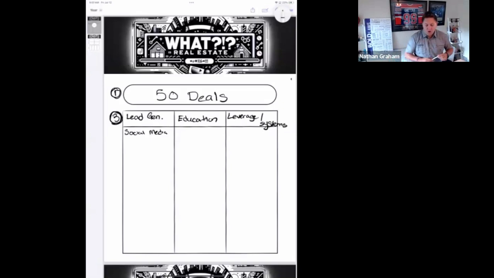Okay. So would we agree that by doing these 3 things, if I lead generated, I educated myself and worked on my mindset, and I had leverage and systems in place, by doing those 3 things, I would accomplish the 50 deal a year goal? Make sense? It's hard on these on Zoom sometimes. Okay. So now this is where the 5 things comes into play.